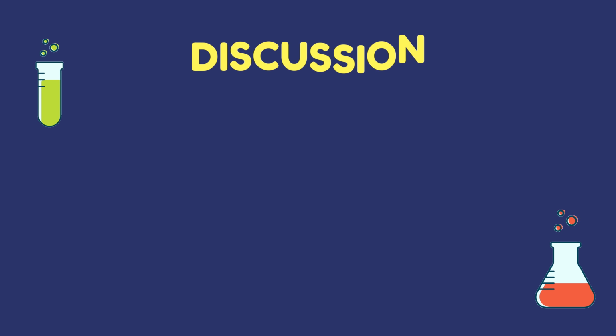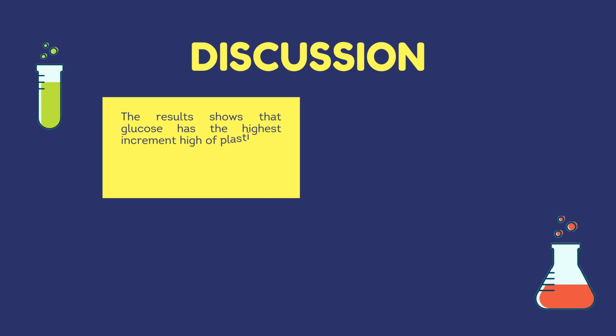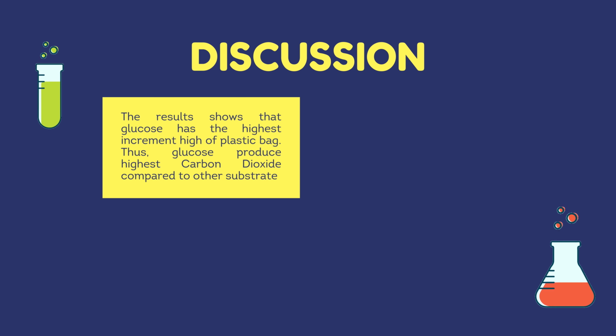Discussion: the result shows that glucose has the highest increment in height of the plastic bag. Thus, glucose produces the highest carbon dioxide compared to the other substrates.